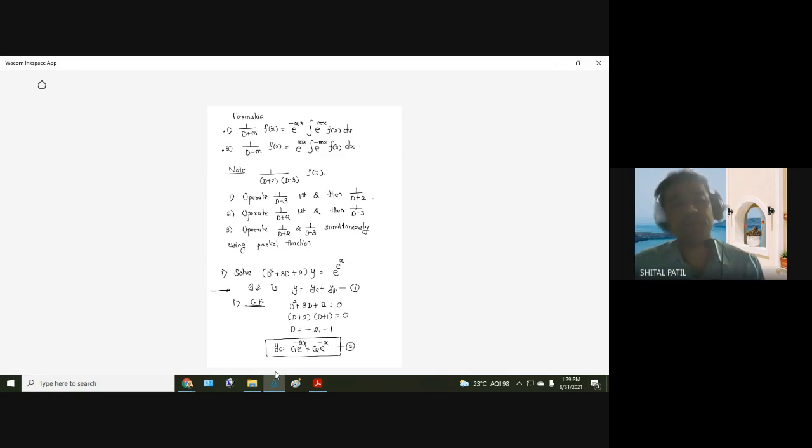This is the complementary function. This is very well known to us. You can change the order of e raised to minus x and e raised to minus 2x. You can change the order of roots, no problem.